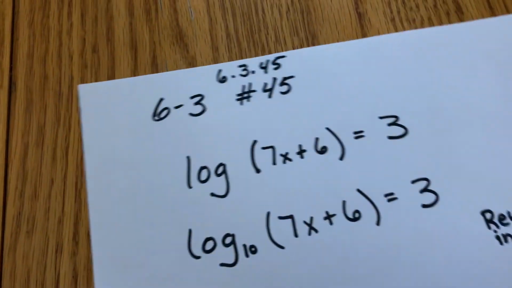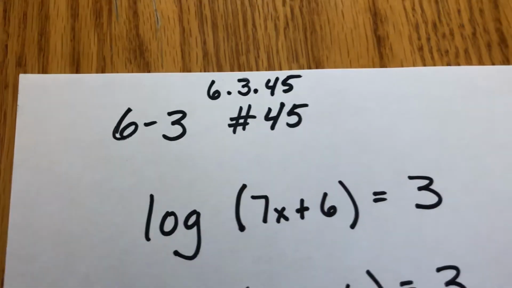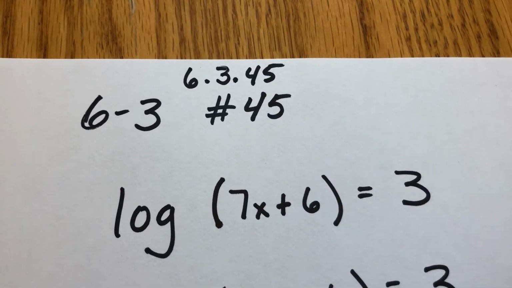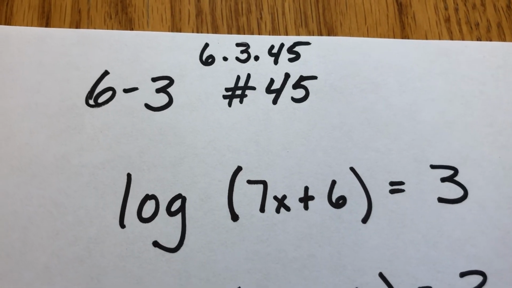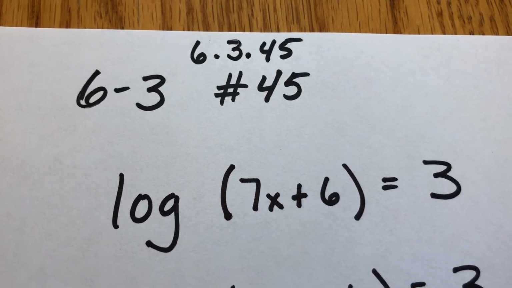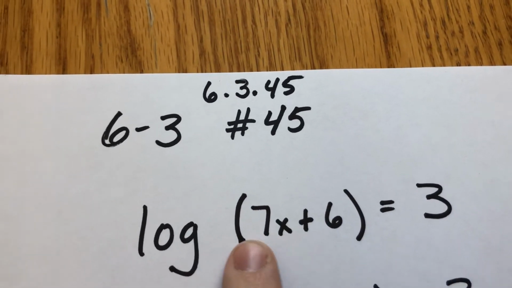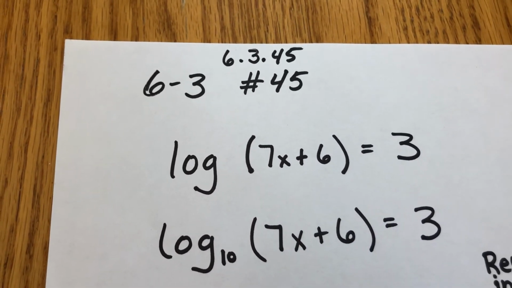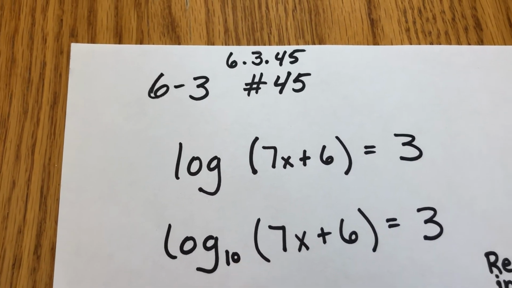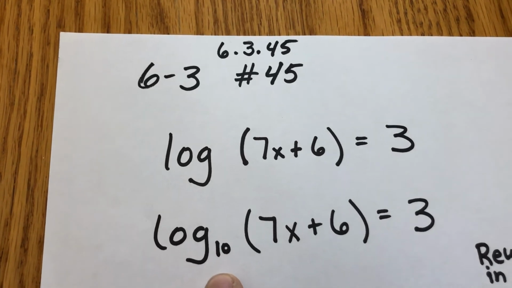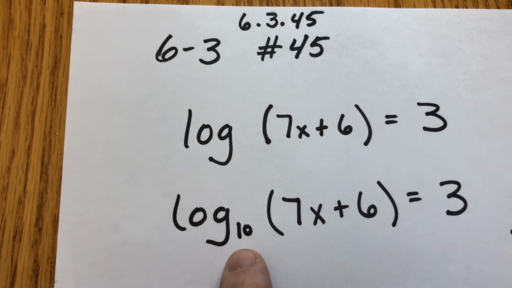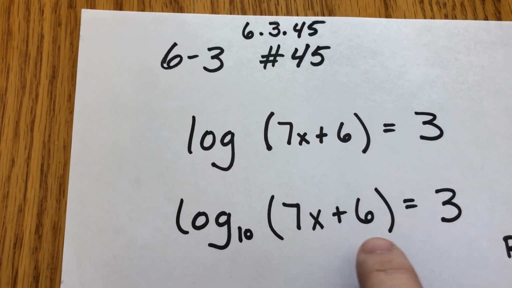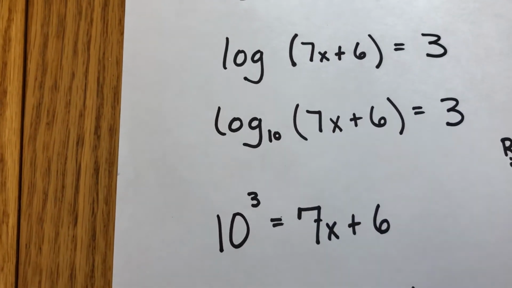The last one I wanted to look at with you is number 45. These are a lot like example 5 in the examples and try it. So it'll be something like this. The first thing to recognize is that if there's no base written down below here, then it's just default base 10. So I just rewrote that with a base of 10. And then I rewrite this in exponential form because that's something I'm familiar with and I know how to solve. So I'm going to write 10 as the base to the 3 power equals 7x plus 6. So it looks like that.